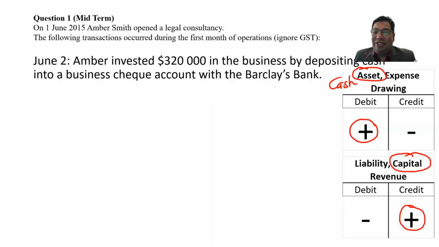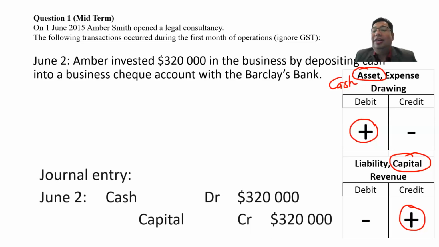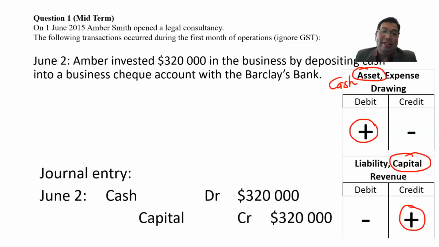So what is a journal entry? A journal entry is just an annotation of what you should debit and credit. Let me share with you the answer. If you are required to prepare the journal entry, first put the date, June 2nd. Then cash, DR for debit, 320,000. And then capital, credit, 320,000.